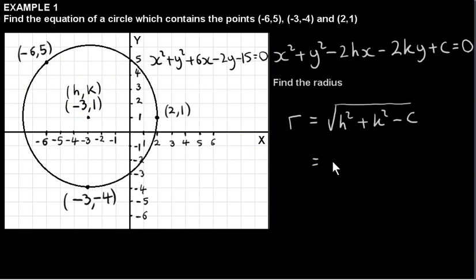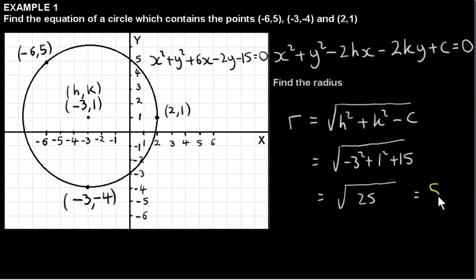So r is root minus 3 squared plus 1 squared minus c. C is minus 15, so minus c is going to be minus minus 15 or plus 15. So we get 9 plus 1 is 10 plus 25 plus 15 is 25, so the radius appears to be 5. And that's roughly what it looks like on this diagram. Distance from here to here is actually 5 units, same as from here to here.